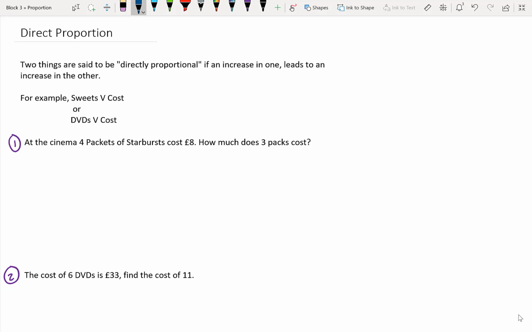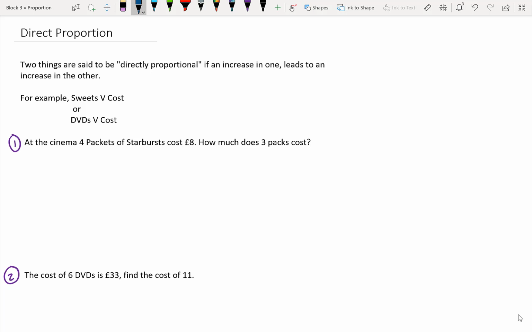So here we're going to look at direct proportion. Two things are said to be directly proportional if an increase in one leads to an increase in the other. One of the most common times we look at that is when we're comparing something to its cost.